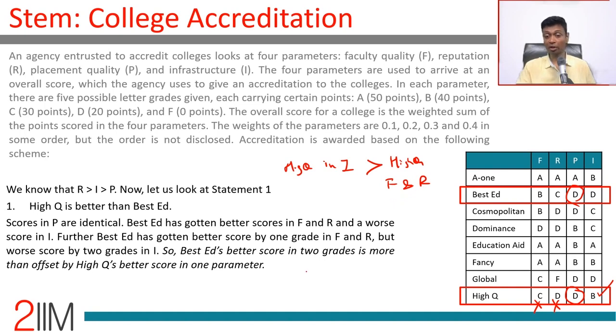Best ed's score in 2 grades is more than offset by high Q's better score in 1 parameter. So in F and R, high Q loses out, but in I, it gets better. It gets better by 2 steps, no doubt. But even so, just outperforming in 1 parameter gives high Q an overall advantage. And so this is very interesting. So between B and C, B is better. Between C and D, C is better. So best ed outperforms in 2 metrics, but is still not good enough.